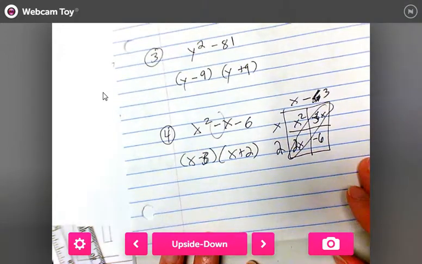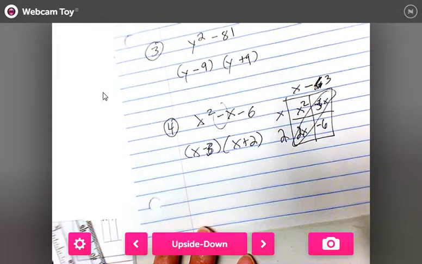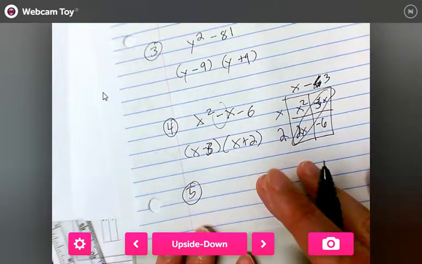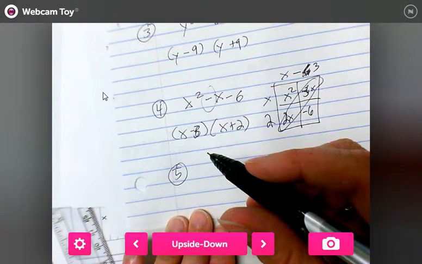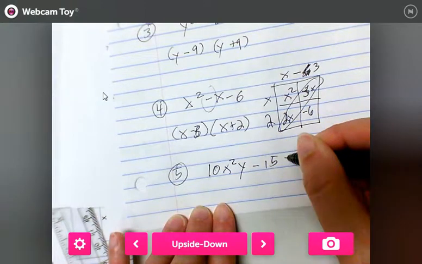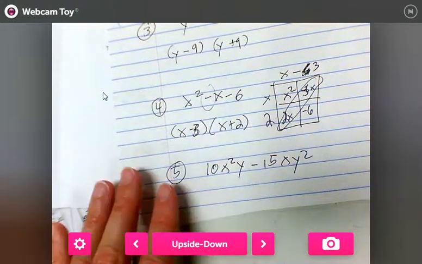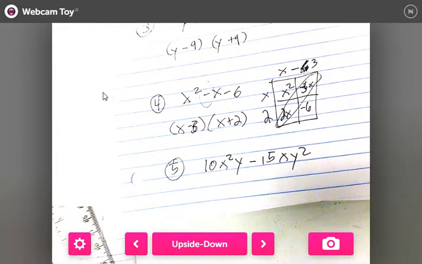Okay. What should I do for this one? This is the last one of factoring, and then we'll move on. What if I have 10x squared y minus 15xy squared? What do I do in this situation? There's not 4 of them. There's not 3 of them. There are 2, but neither are a perfect square. What do I need to do in this case? They just stay the same because you can't do anything, right?